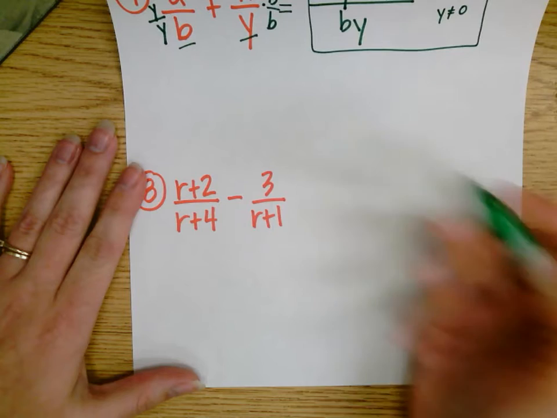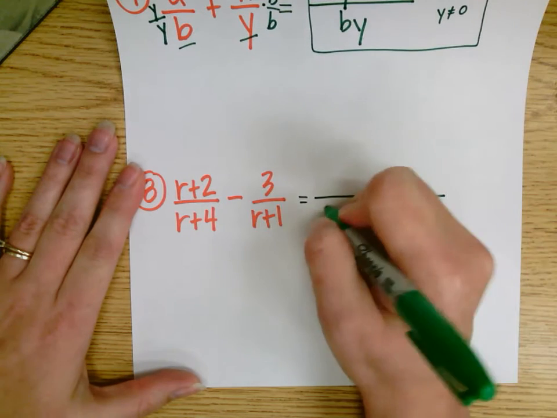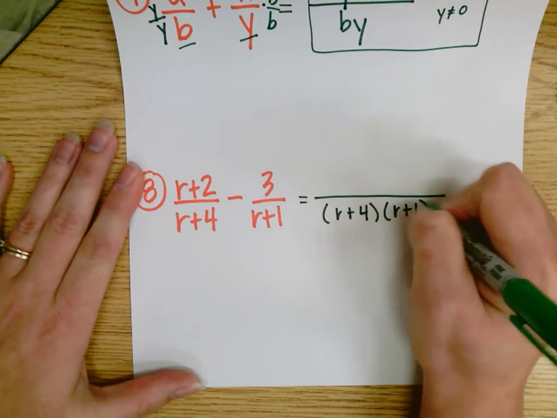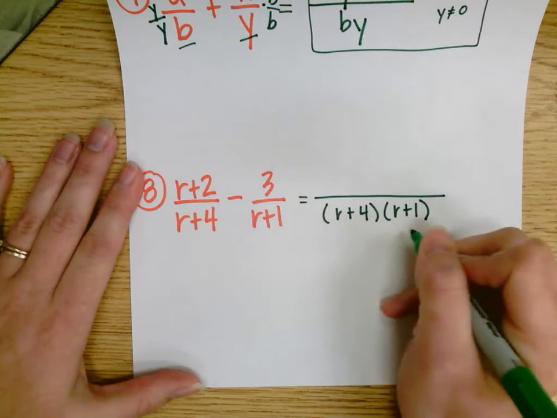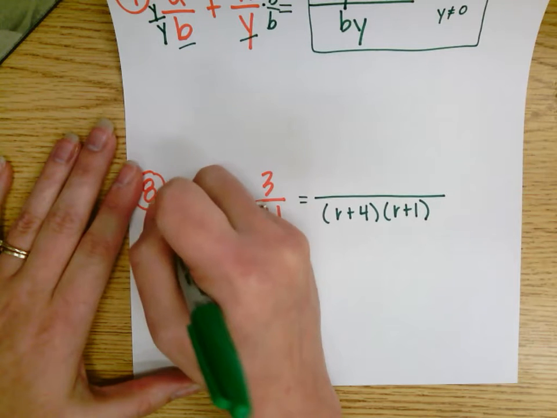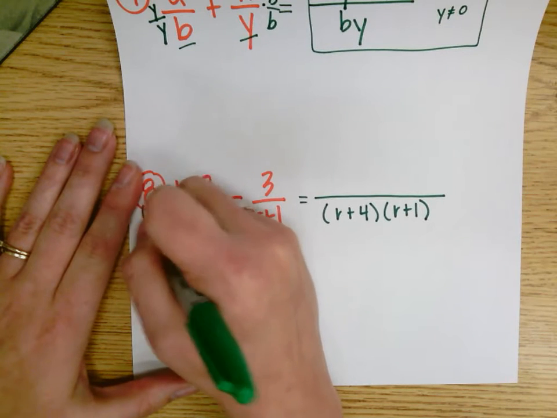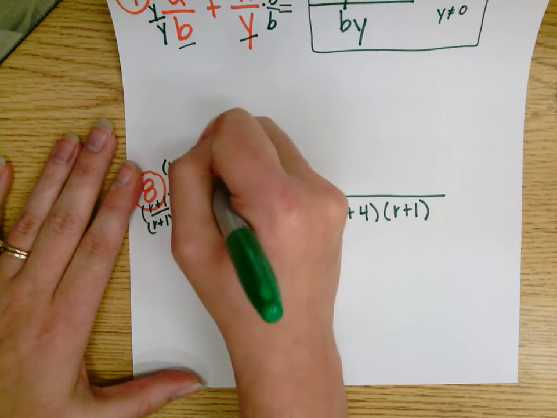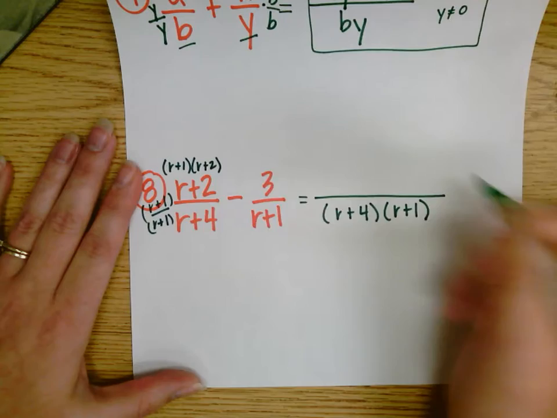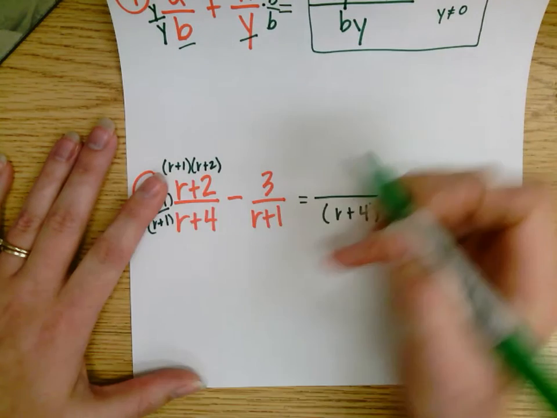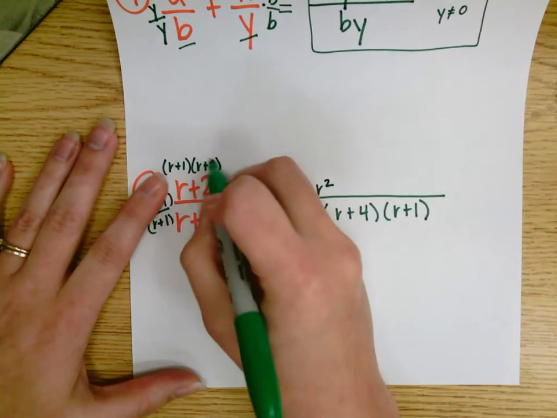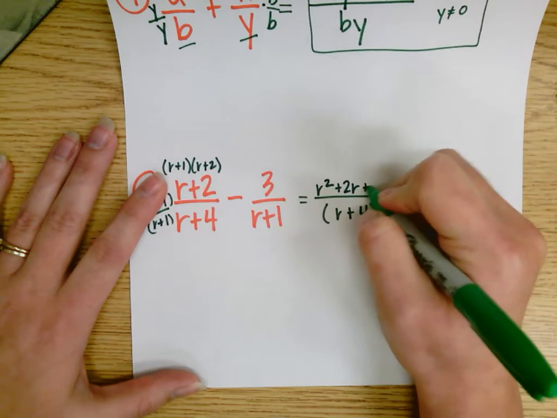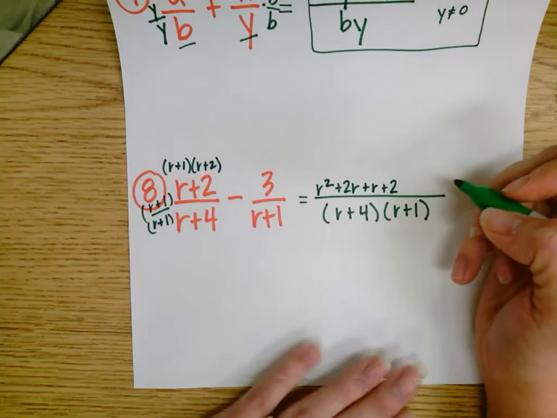Alright, so common denominator has to pull from each of the denominators that I already have. This one needs an r plus 1, so I'm going to multiply by r plus 1 over r plus 1. And I'm going to have a little bit of multiplication happening. r plus 1 times r plus 2. Well, I'm going to go ahead and multiply over here. So r times r is r squared. r times 2 is 2r, plus r plus 2. Just save a little bit of time there.